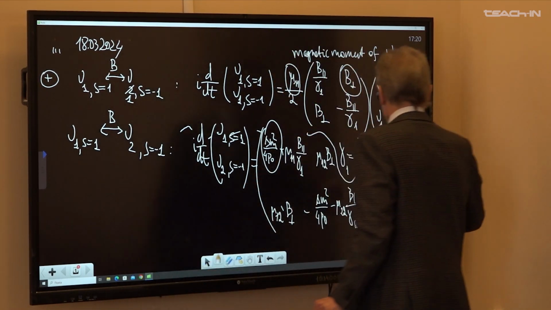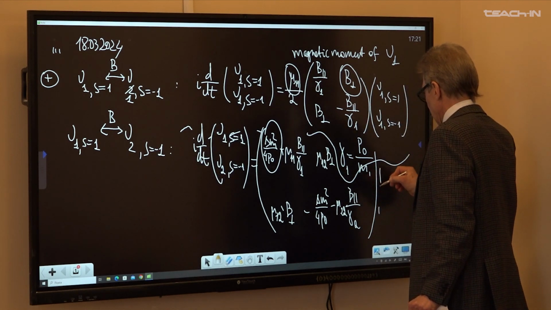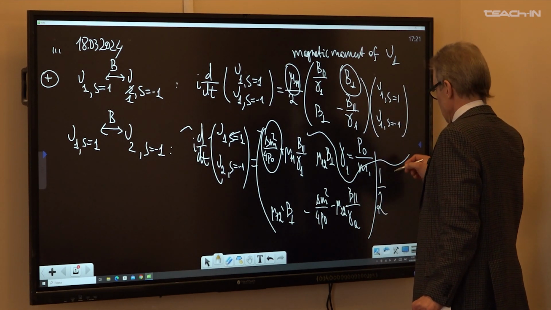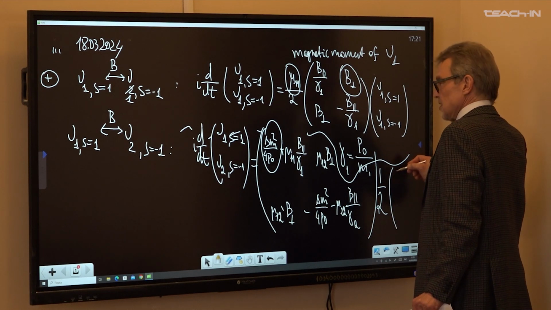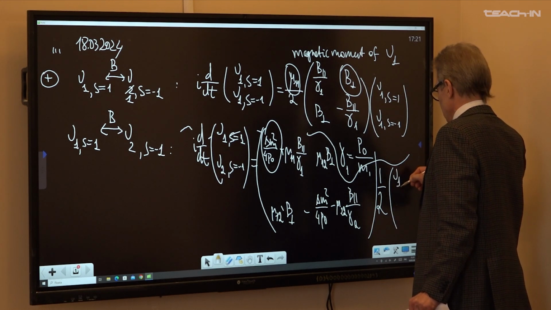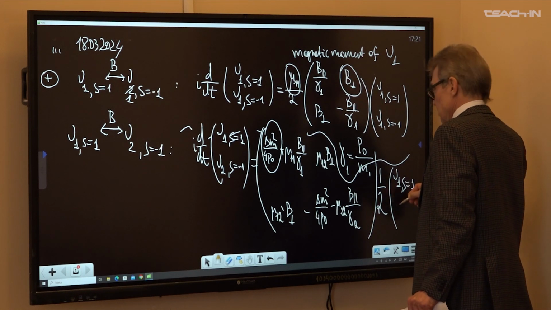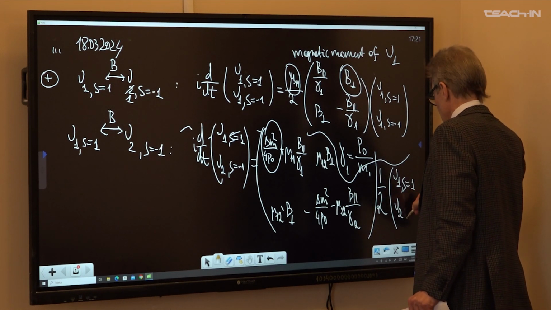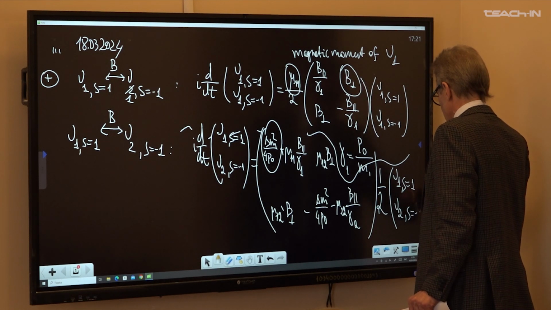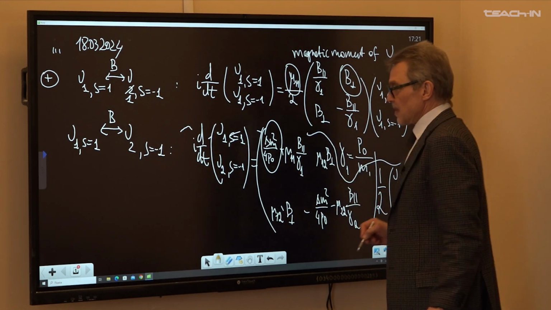Mass square difference. So the mass square difference, and 1/2 I should put here, yeah? And also I should put here, for completeness, correctness, nu 2, S equal minus 1. Okay, yeah?